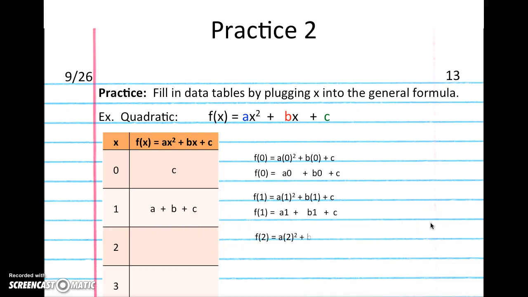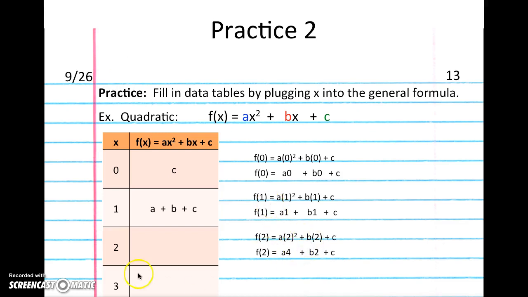Okay, f of 2. I go ahead and do the same thing there, and when I do that, I get a times 2 squared plus b times 2 plus c. Now 2 squared is 4, so what this gives me is a times 4, b times 2 plus c. Now what we notice here is that the number is written after the letter. Typically when we write things like this, we like to write the number first before the letter.